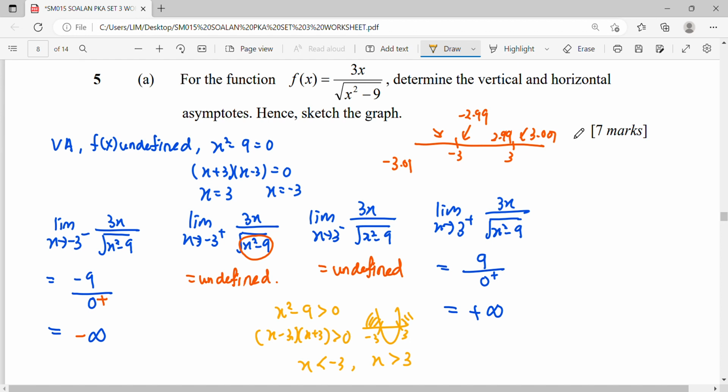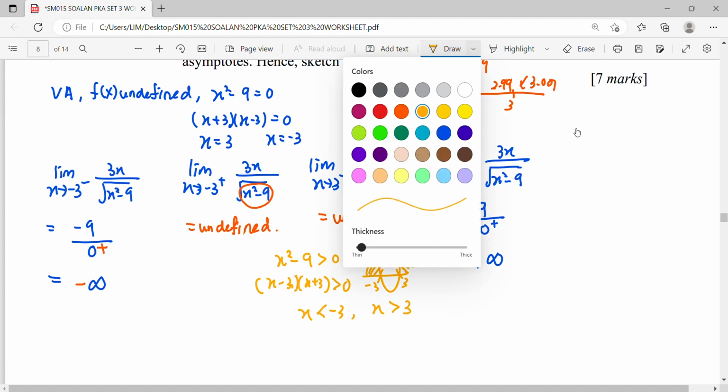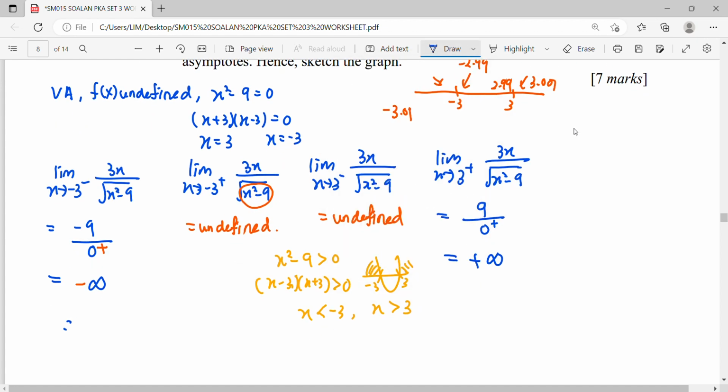Understand? Okay, so the vertical asymptote is done. From this result, we can notice that x equals 3 and x equals negative 3 are vertical asymptotes.